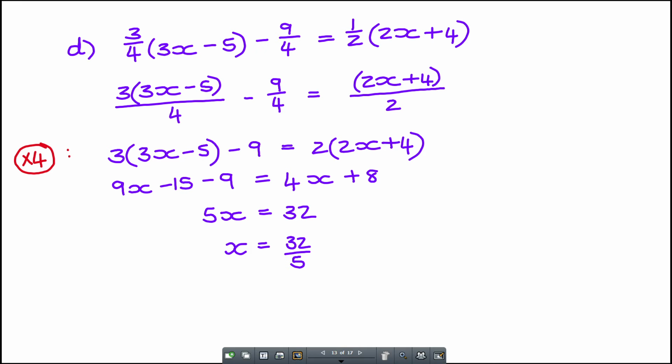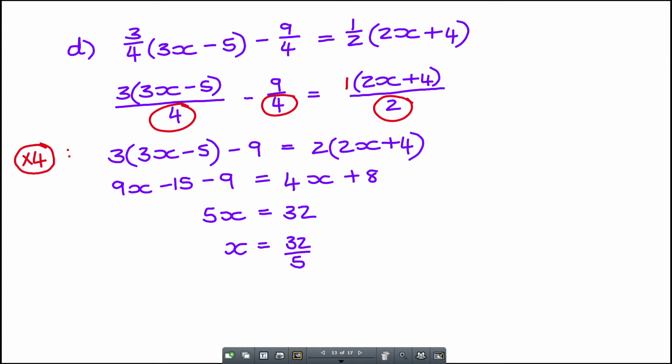Okay, D, last one. Now, what I want you guys to see is this 3/4 times 3x minus 5 is the same as 3 times the 3x minus 5 over 4. Can you see here I've got my 3/4? No? Okay, I just wrote it like that so I can easily see what my denominators are and what I should multiply with. Same here, there's actually a 1 in front. So this 1 over the 2 is my half times that bracket. Okay, now I can see that my denominators is 4 and 4 and 2.